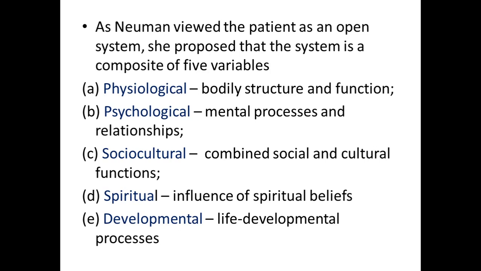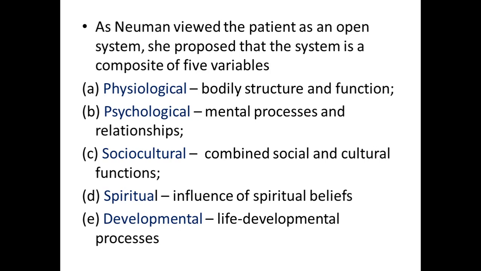According to Newman, she viewed the patient as an open system, and she told that the system is composed of 5 variables. Those 5 variables are physiological variables, psychological variables, socio-cultural variables, spiritual variables, and developmental variables. So physiological variables consist of bodily structure and functions.